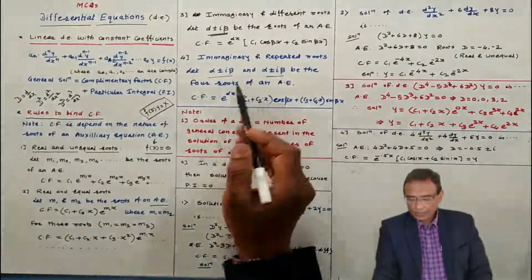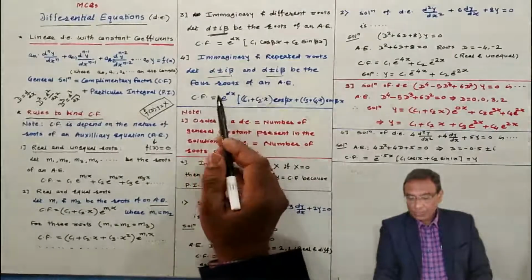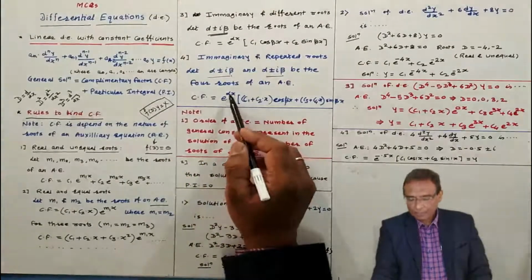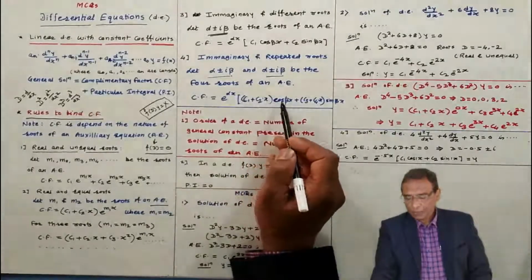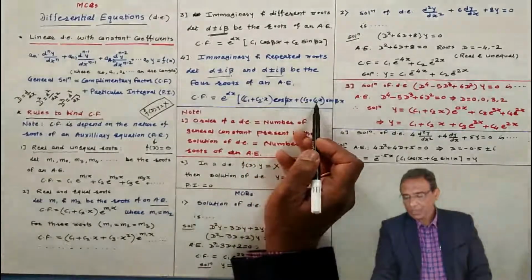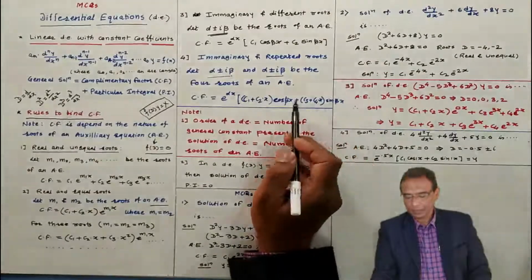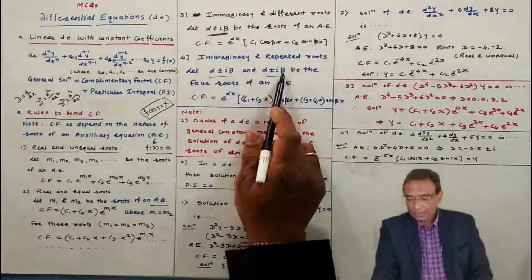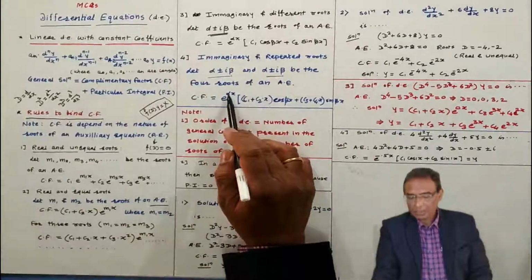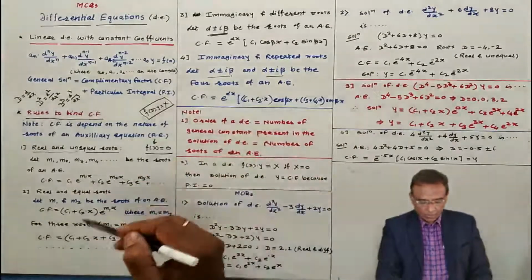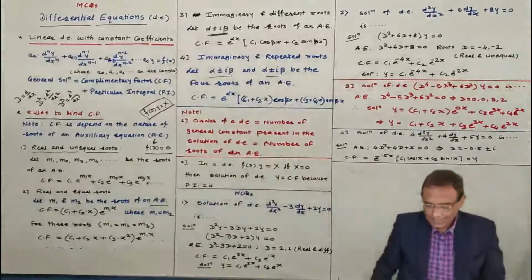If four roots of an auxiliary equation are there, then the complementary factor is e to the power alpha x in bracket C1 plus C2x cos of beta x plus C3 plus C4x sin beta x. Okay, this imaginary part comes here and the real part is coming here. Okay, first, second, third and fourth cases are there.